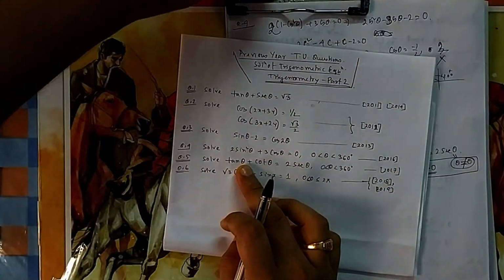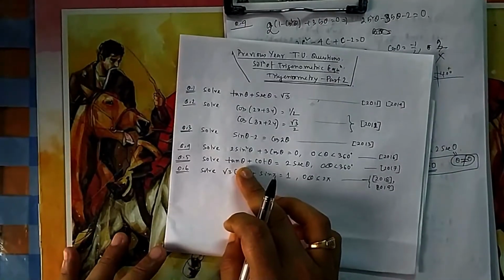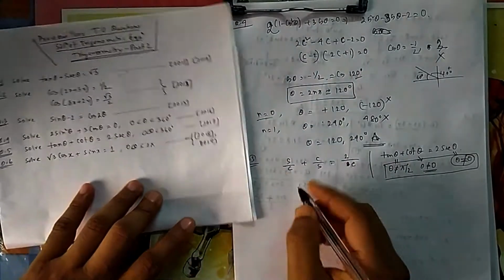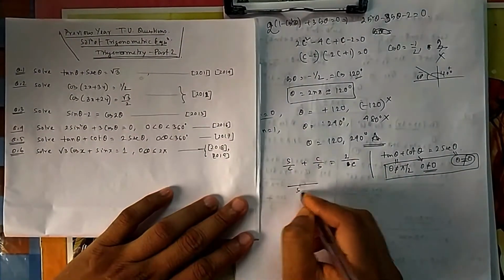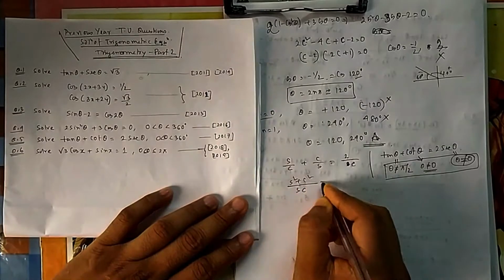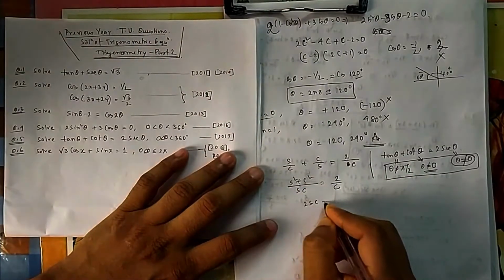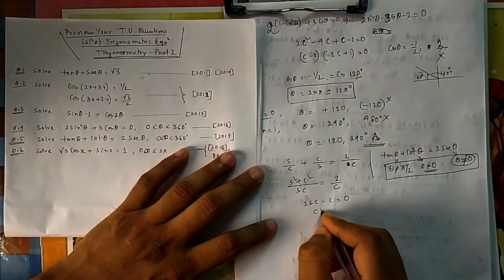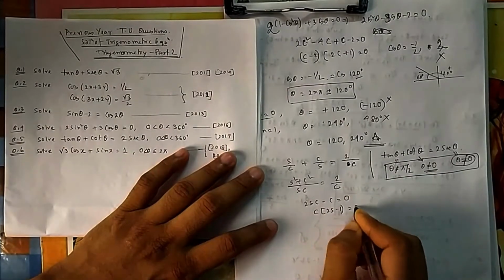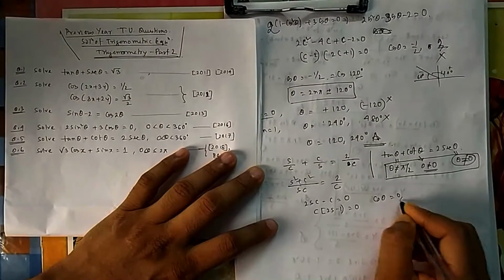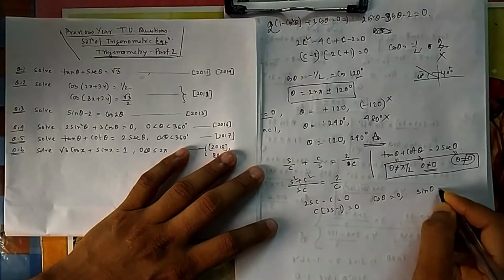Same for cot also, same for sec also. So now if you take LCM, it will be sin cos, and sin square plus cos square, 2 by cos. Sin square plus cos square is 1, so 2 sin cos minus cos equal to 0. So if you take cos common, 2 sin minus 1 equal to 0. Either cos theta equal to 0 or sin theta equal to half.